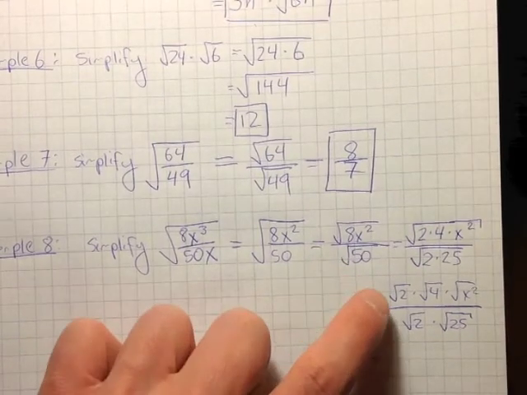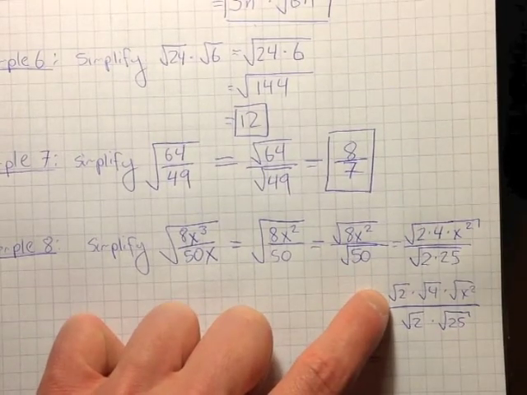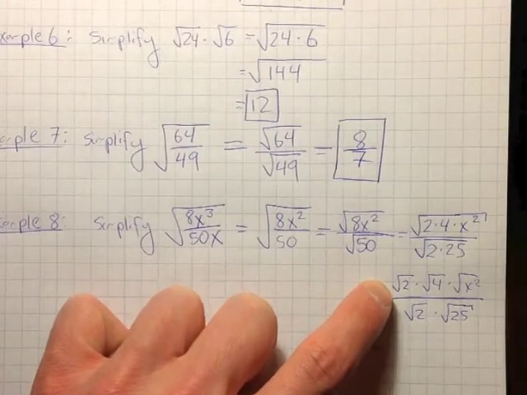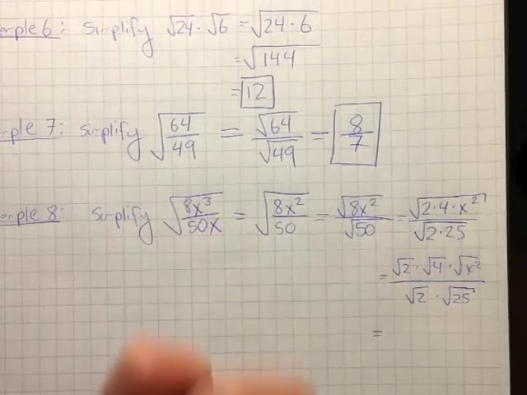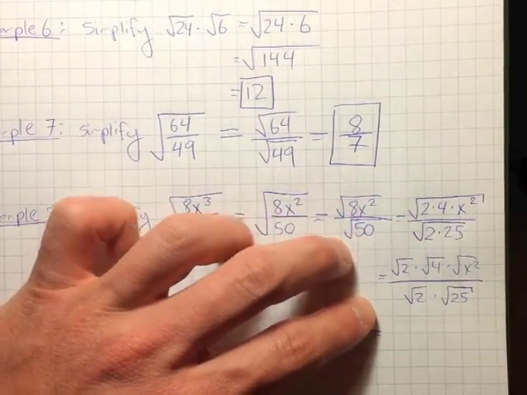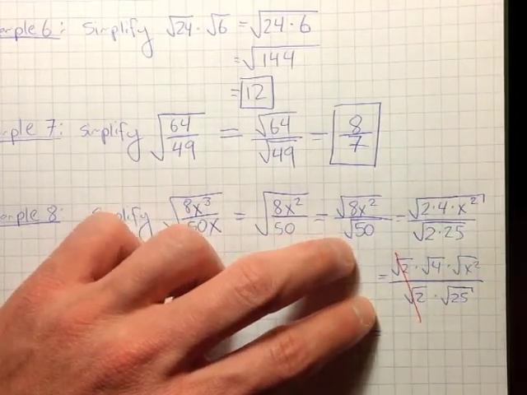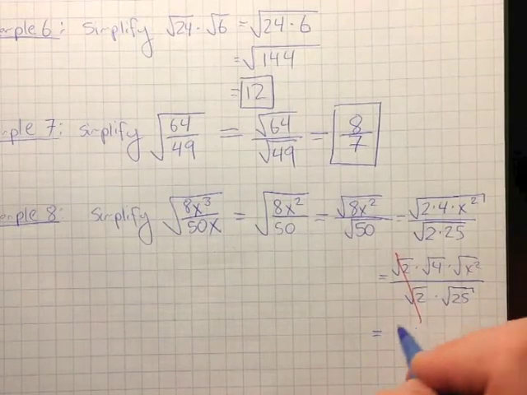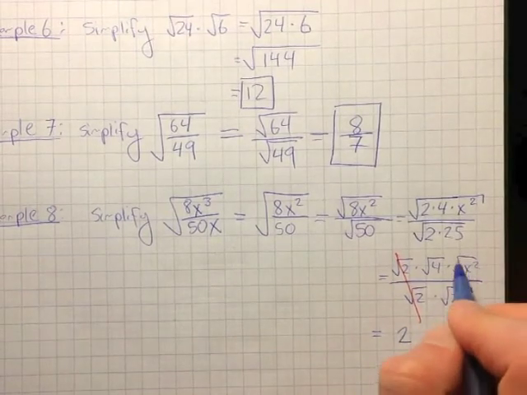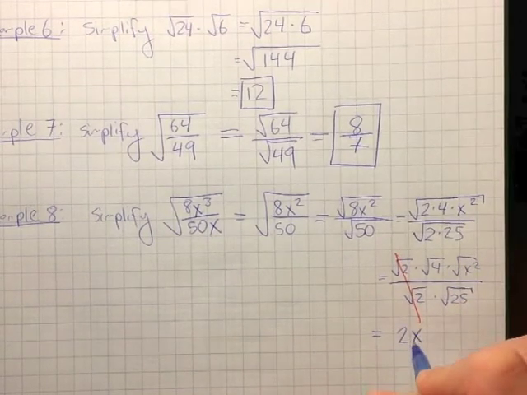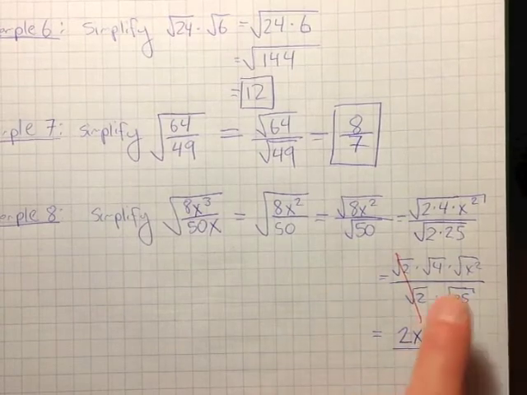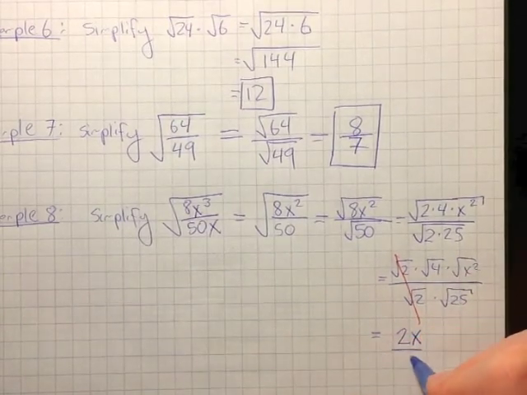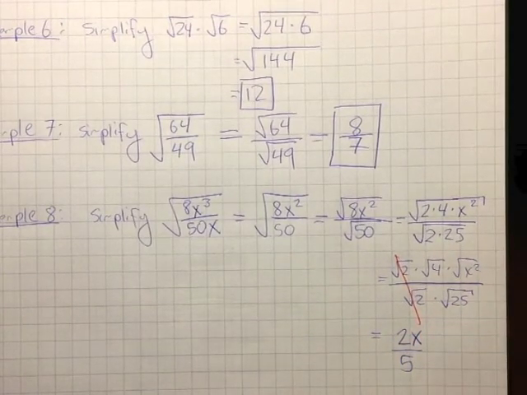First thing I notice is that there's a square root of 2 up top and a square root of 2 on the bottom. Everything is being multiplied here, so guess what? Cancel that guy out. Square root of 4 is 2. Square root of x squared is x. And then on the bottom, square root of 25 is 5. Hey, that looks pretty simple, right?